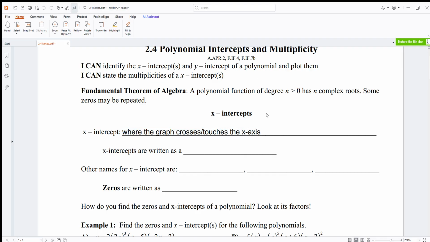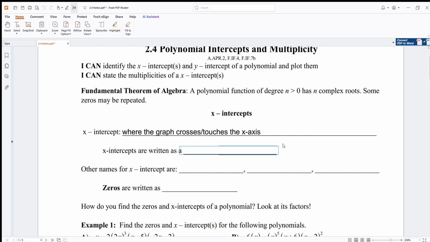Now, when we say crosses or touches, all the graph has to do is at least at some point hit the x-axis. Whether it goes through it or whether it bounces off of it, it doesn't matter. If your graph touches the x-axis in any way, shape, or form, it is an x-intercept.